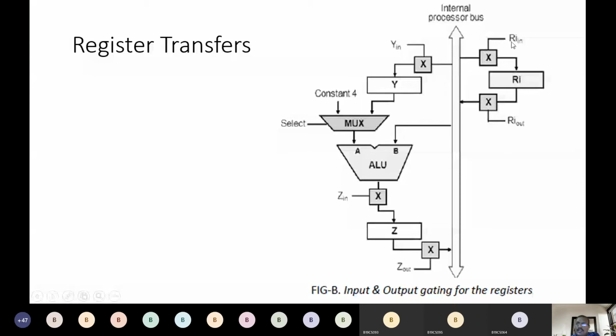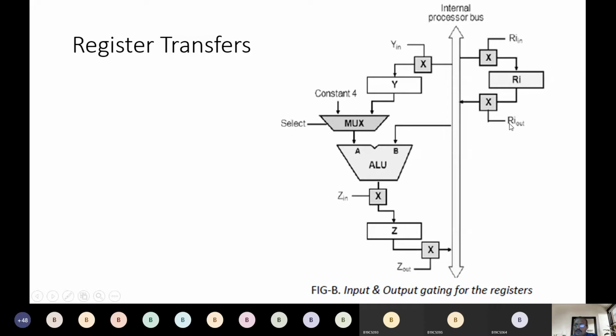What is the purpose of the input signal? If RIN is 1, then data can flow from the internal processor bus to the R0 register. Let me repeat once again. This RIN is an input signal, because, assume I have 0, this is the R0 register. So R0 IN says it is the input signal. So if this input signal is 1, then data can flow from the internal processor bus to the R0 register.